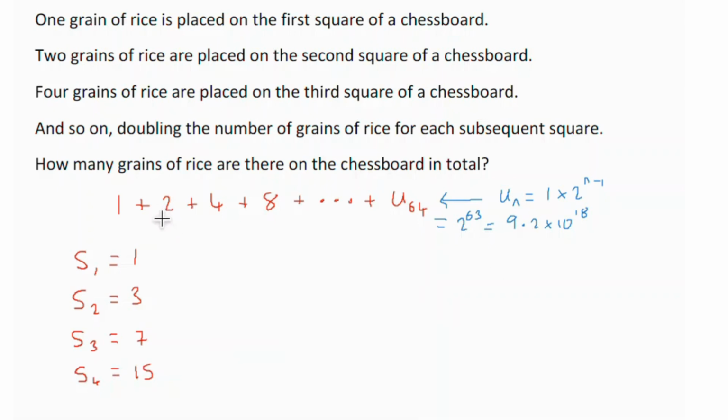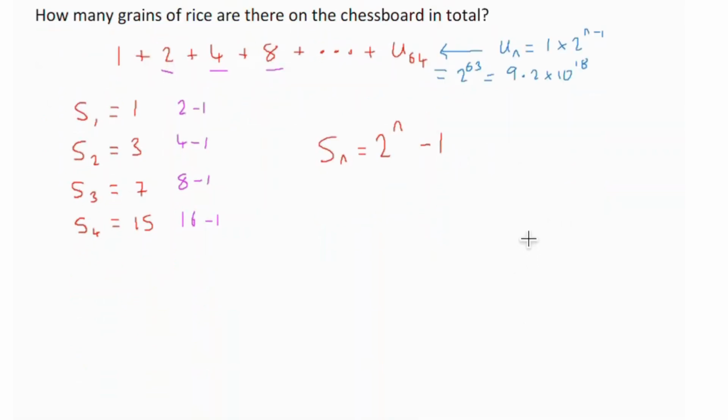And if you compare these to the numbers in the sequence, you'll actually see they're all 1 less than a power of 2. This is 2 minus 1. This is 4 minus 1. This is 8 minus 1. This is 16 minus 1. So that would suggest that S_n is equal to 2 to the power of n minus 1. Well, but this is a suggestion. This is a conjecture. We haven't shown this to be true. So let's think about how we could show this to be true.